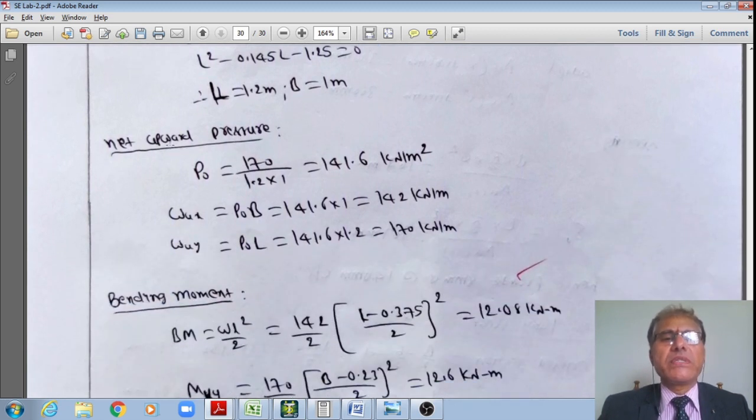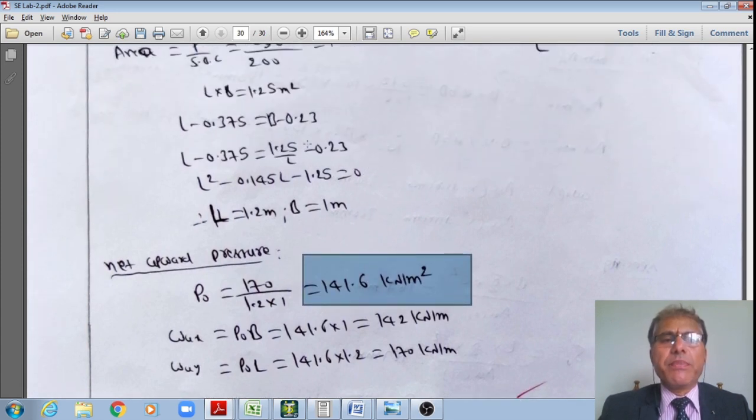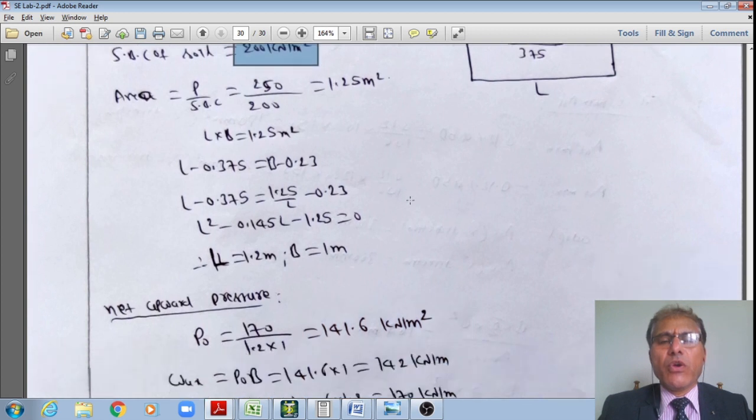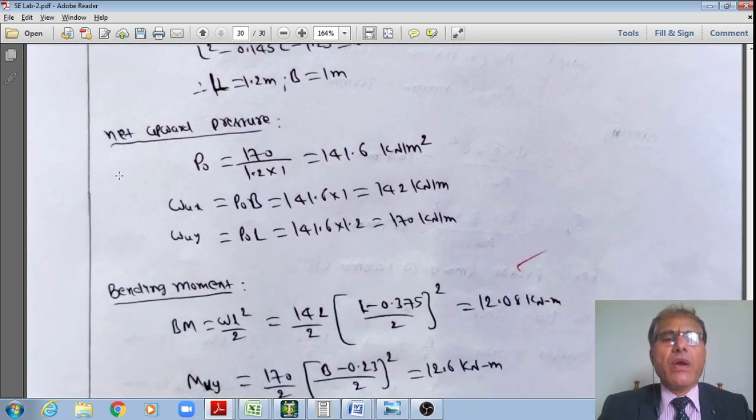Now I calculate the net upward pressure. P0 is equal to 170 divided by the actual area provided, 1.2 by 1 meter, which is approximately 141.6 kilonewton per meter square, which is much less than the permissible SBC of 200 kilonewton per meter square. Therefore, okay. Now, what is the factored load along the x-axis as well as the y-axis?